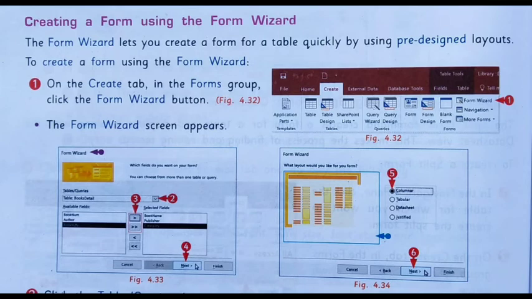Creating a form using the Form Wizard. The Form Wizard lets you create a form for a table quickly by using pre-designed layouts. To create a form using the Form Wizard, on the Create tab in the Forms group, click the Form Wizard button. The Form Wizard screen appears. You can find in figures 4.33 and 4.34 how the Form Wizard screen looks.